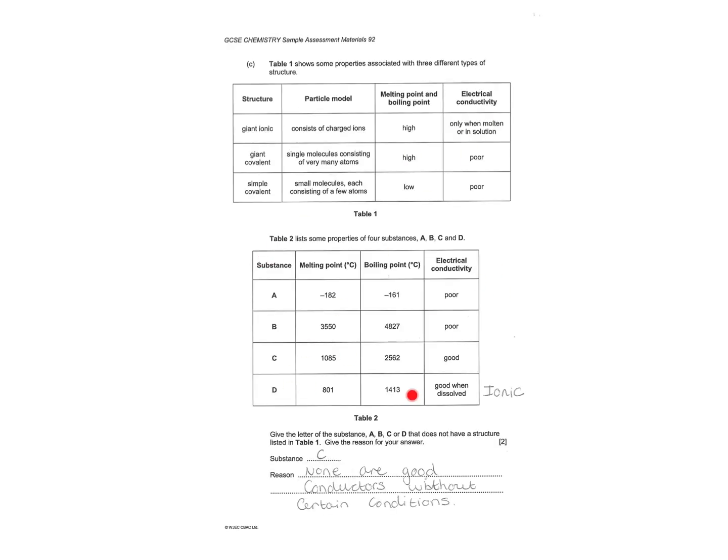Loads and loads of information to read about what kind of melting and boiling points and which conduct electricity to different compounds have. Give the letter A, B, C or D that does not have a structure listed in table 1. It would be C, okay, because C is a good electrical conductor whenever none of them are, okay. If you're considering it, then that one would be that one because it does conduct electricity but only when molten or dissolved.